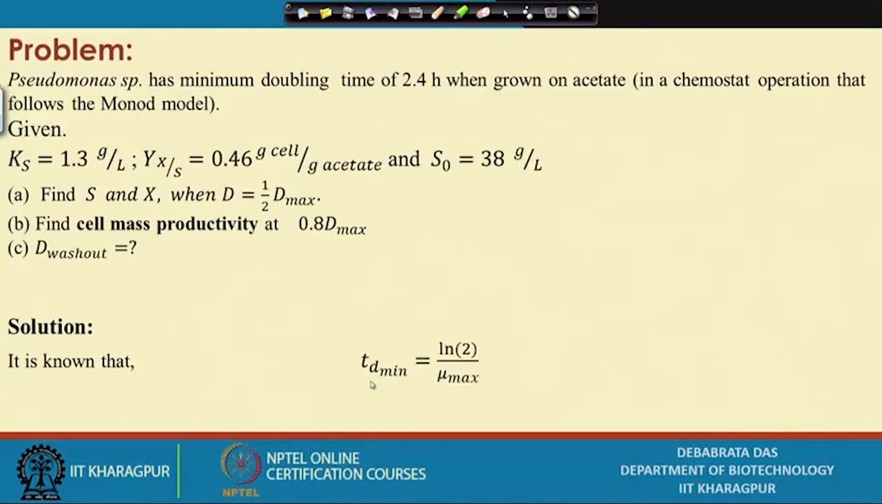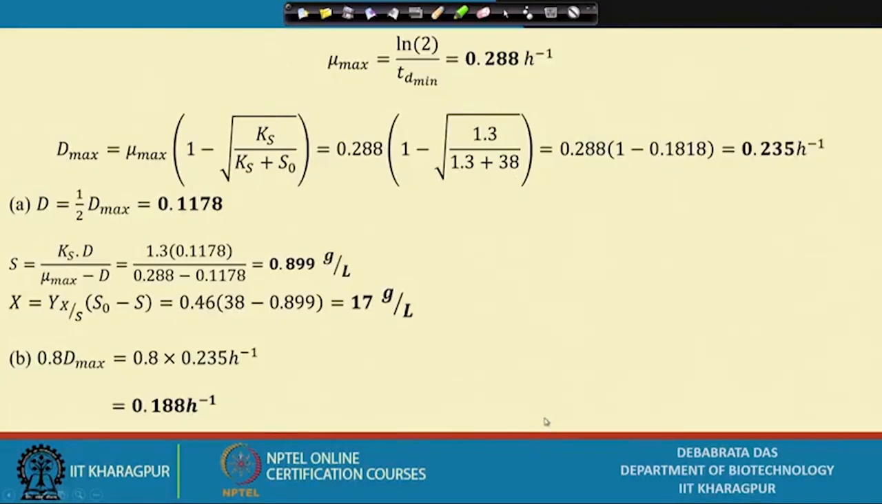So, what we have written here, the minimum doubling time can be written as ln 2 by mu max, and then we can find out the mu max value. Once we know the mu max value, we can find out the d max value. Once we have the d max value, we can find out the d value equal to half d max, this is 0.2 hour inverse, am I right?